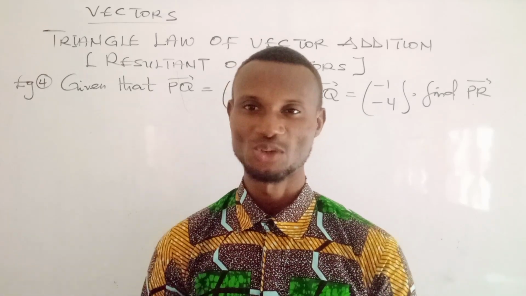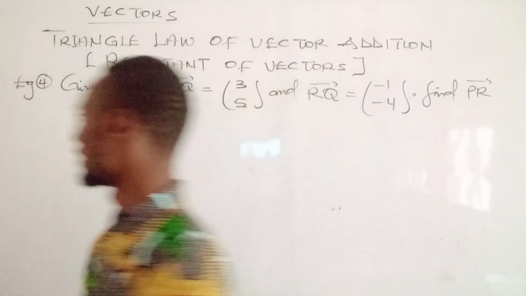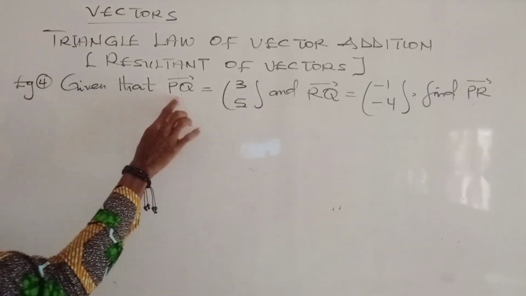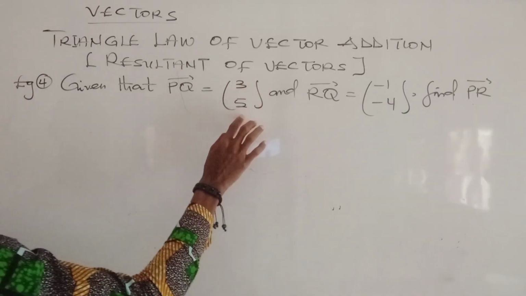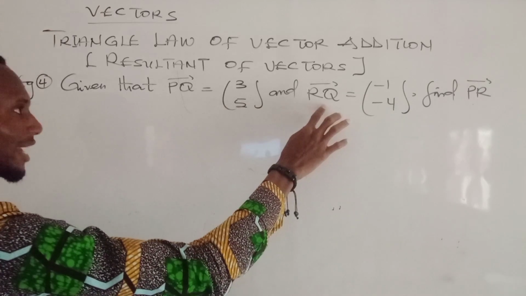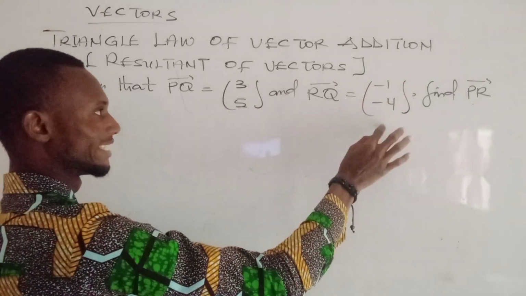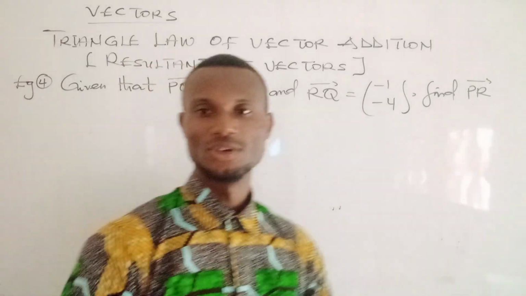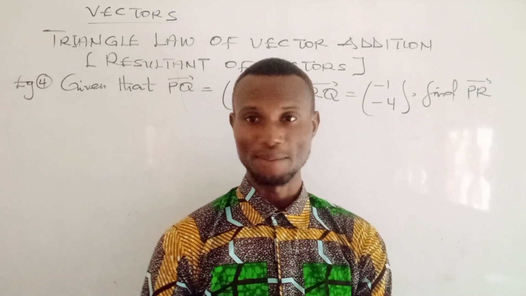Let's go ahead and take a look at the question 4 that I have on the board and let's solve it together. Okay, so example 4, it says that given that the vector PQ equals 3, 5 and the vector RQ equals -1, -4, find the vector PR. So we are being asked to find the vector PR.